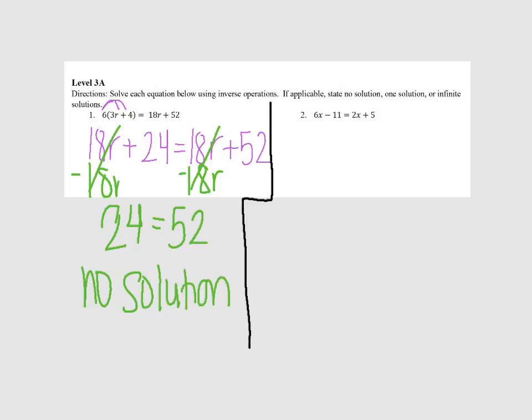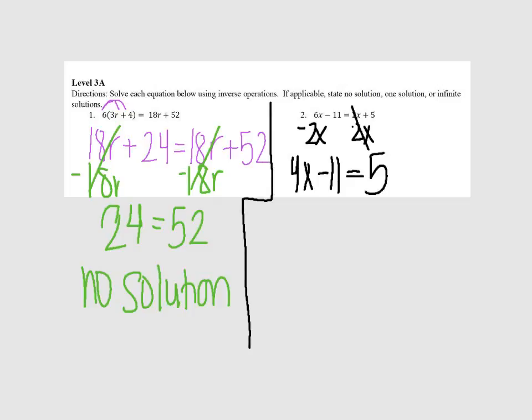Now looking at number 2, there's no distributive property, but I have x's on two sides. I always like to bring my x from the right over to the left, so the opposite of positive 2x is minus 2x. My 2x on the right will cancel, and 6x minus 2x is giving me 4x. Drop down the minus 11 equals 5.